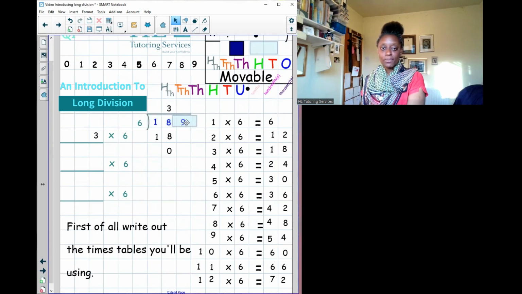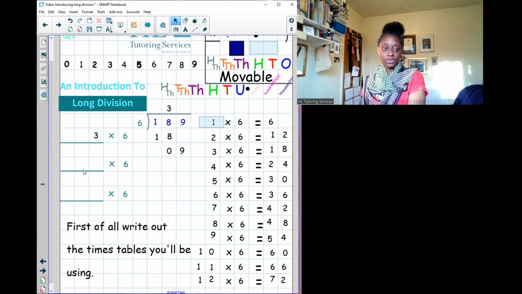So I'm going to look at this number. So how many 6s are there in 9? So how did I get this 9? I'm going to move it down, bring it down. Right, so how many 6s are there in 9? So if I look at my multiplication, 12 is too much. So there's 1 6 in 9. So I'm going to put, see this 1? I'm going to put it here.